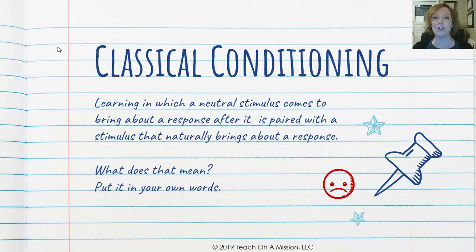All right, so classical conditioning is learning whereby a neutral stimulus comes to bring about a response after it's paired with a stimulus that naturally brings about a response. It's a lot of words. What do you think that means? Go ahead and in your notes, put that down in your own words. What do you think that means?